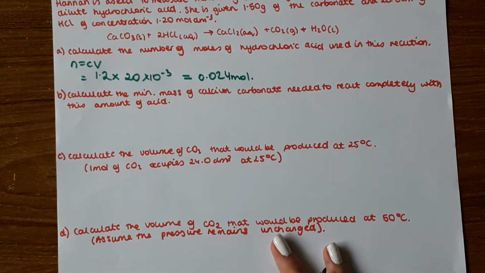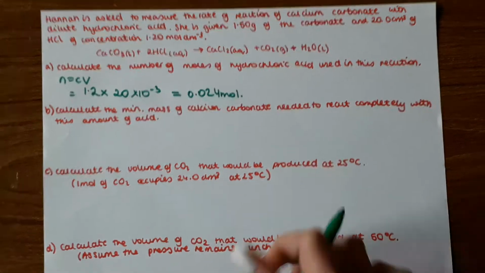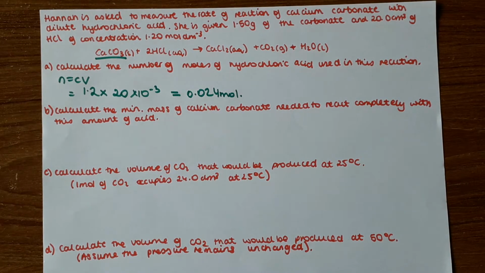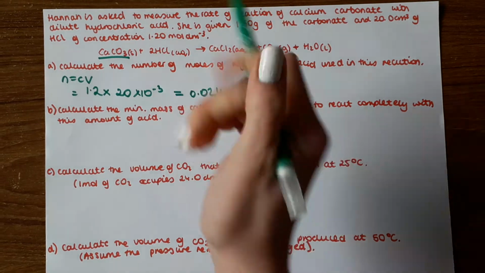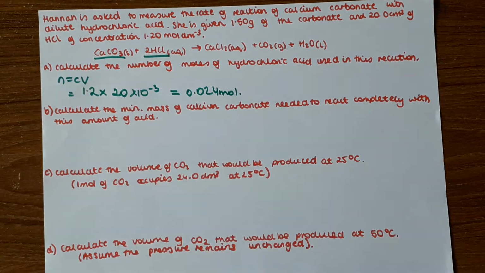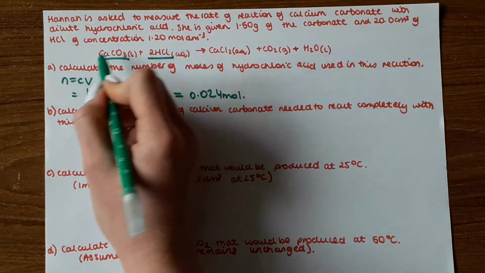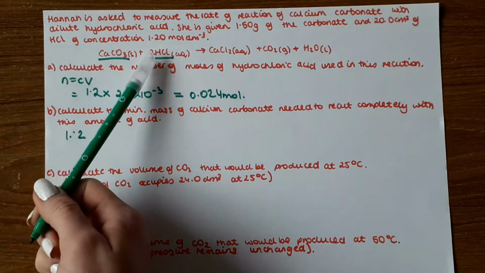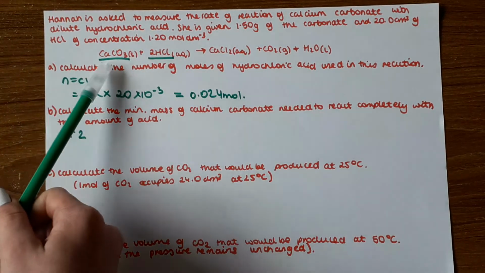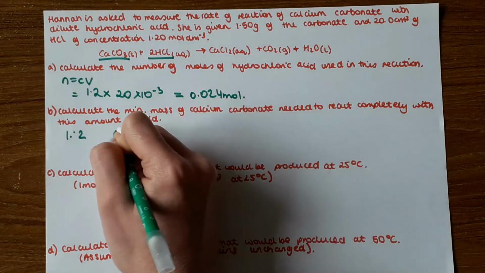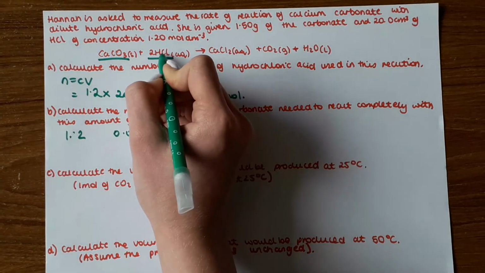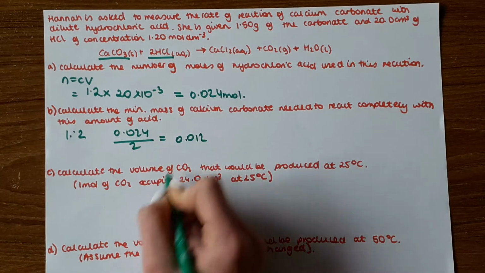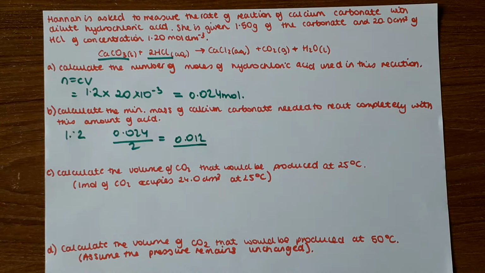Part B. Calculate the minimum mass of calcium carbonate needed to react completely with this amount of acid. So this amount of acid has to react completely, so all of it. Firstly, we find the ratio between them. It's 1 to 2. 2 moles of hydrogen chloride needs 1 mole of calcium carbonate. So our 0.024, which is the moles of hydrogen chloride, we have to divide by 2, which gives you 0.012, and this is the moles of calcium carbonate now.